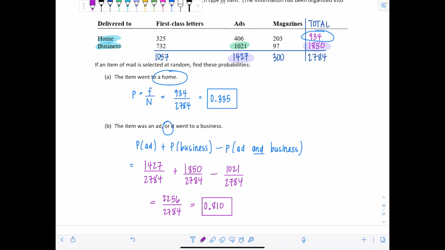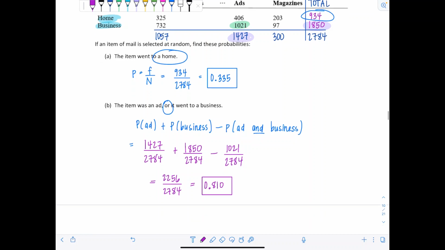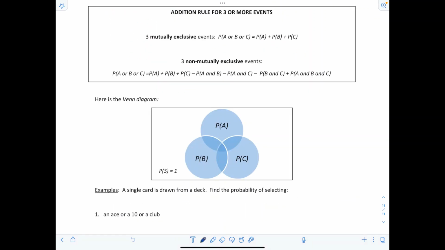How do you guys feel? You're gonna have some like this in your homework, but you should be under control. And then I'm just gonna do one fancy little example, but don't stress, okay? This is just for fun. The last idea that we're going to work on in this video is the addition rule for 3 or more events. Now, if the events are mutually exclusive, then it's pretty easy to compute the probability.